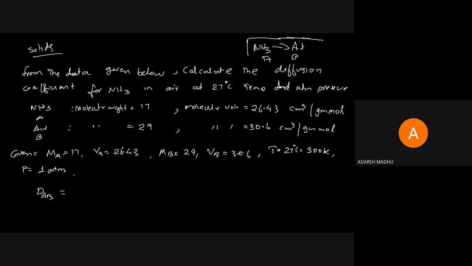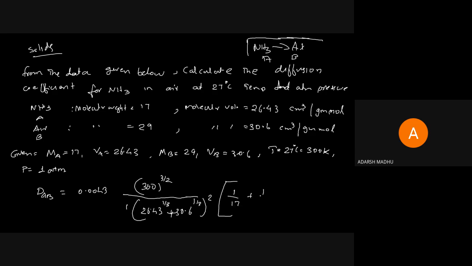Substitute the particular values. You will get 0.0043 into 300 raised to 3 by 2, divided by 1 into 26.43 raised to 1 by 3 plus 30.6 all raised to 1 by 3 whole square, into 1 by 17 plus 1 by 29 all raised to 1 by 2, means square root of that. The value will be DAB. The unit of DAB is centimeter square per second. By calculating, use a calculator to find the value. The value will be 0.183 centimeter square per second.